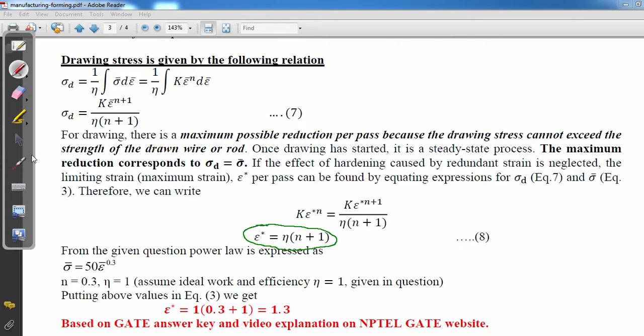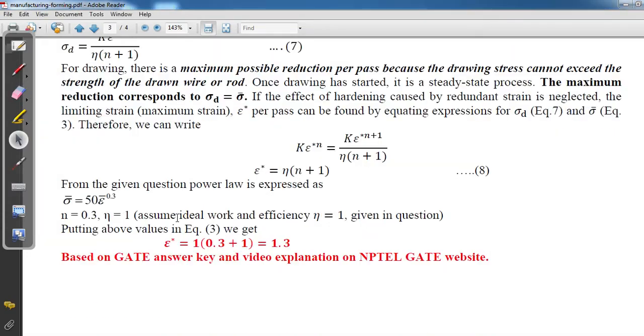According to this and the data given in the question, sigma bar equals 50 times epsilon bar to the power 0.3, so n is 0.3, and this eta term is equal to 1, given in the question itself, so no need to worry about that. According to this formula, you just write equation A. Here we see 1, then in brackets 0.3 plus 1, so it is 1.3, according to the GATE answer key and explanation also. So no point of confusion till now.